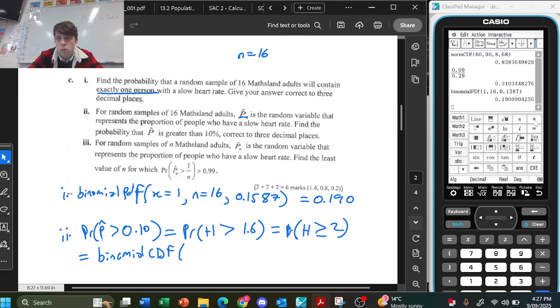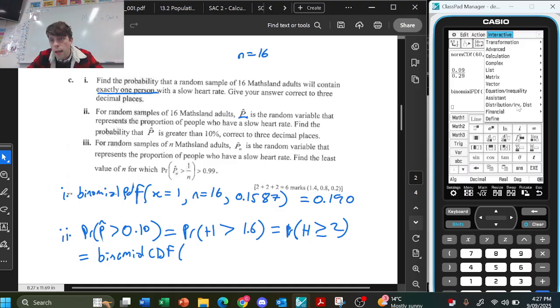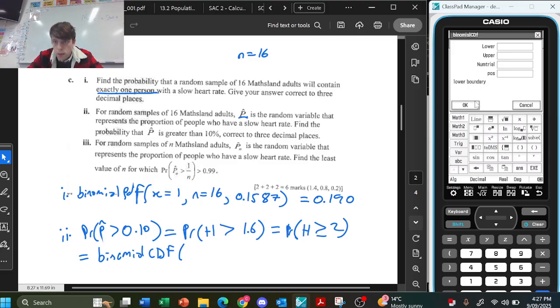And let's put in our inputs. So we don't need to remember the order of things. We can just go to the CAS. It is distribution, discrete, binomial CDF. Our lower bound is 2. Our upper bound is 16. Our number of trials is 16. And our probability of success is 0.1587, which is the likelihood that somebody has a slow heart rate.